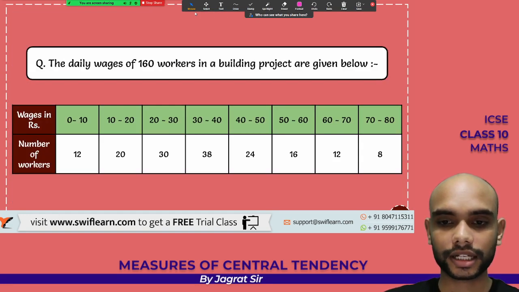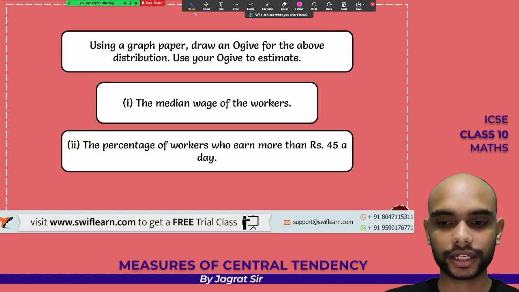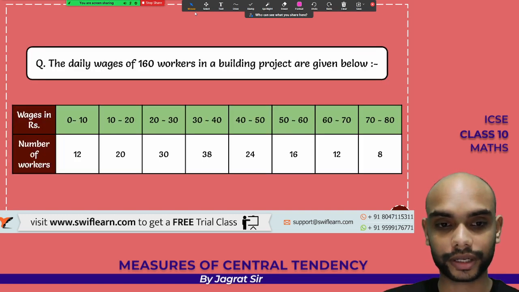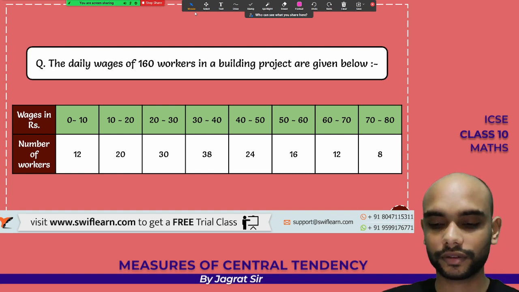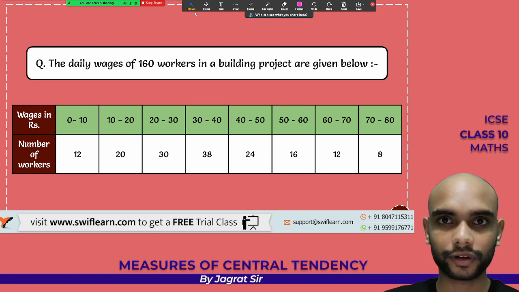So now these are the wages of 160 workers. Okay, let's find the median wage for these workers. And guys, please pause the video and try to do the question yourself. This is the question. Find the median class, either by the formula or from the graph. Both will give you the same answer.